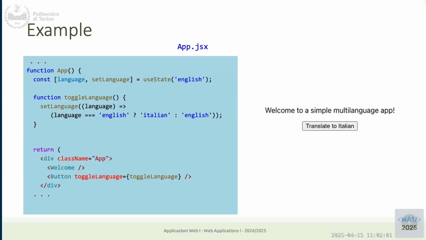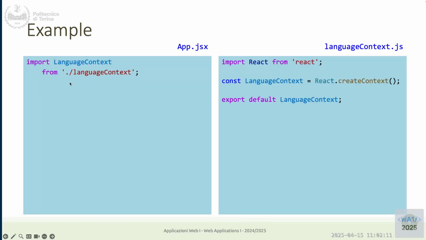But then this component will instantiate a lot of children, and all these children should know about the current value of the language. So for doing that, we create a mechanism for transporting the current value into all the children that are interested. And this is the context that should be created.